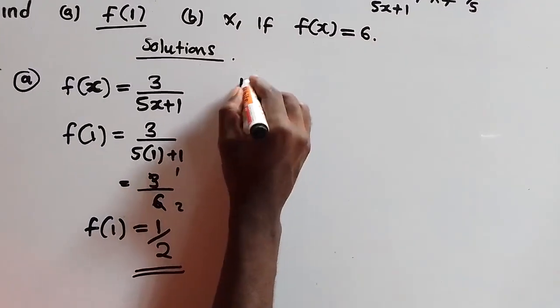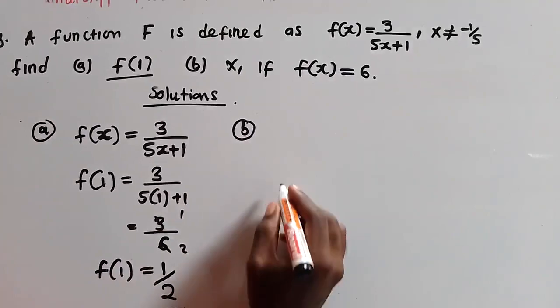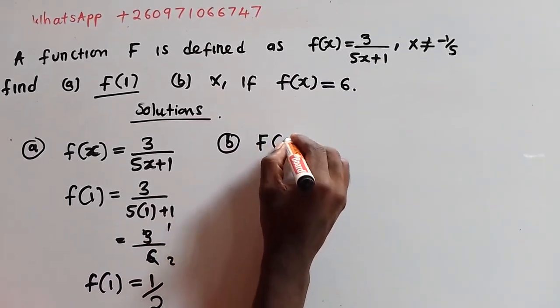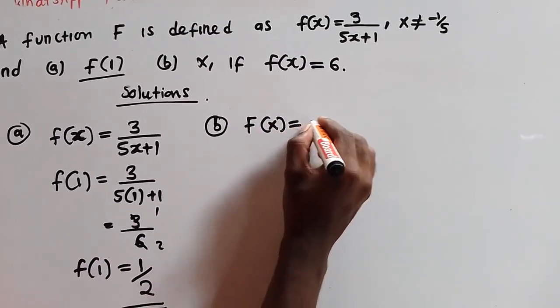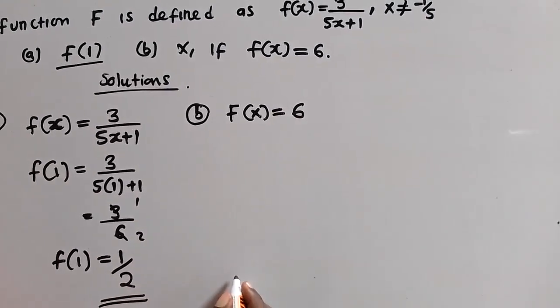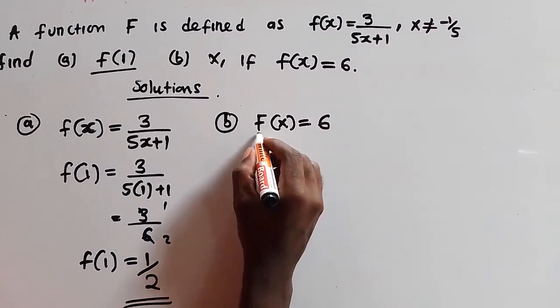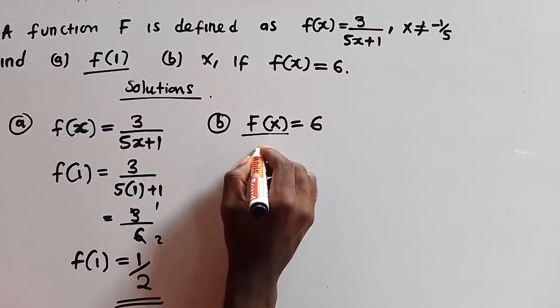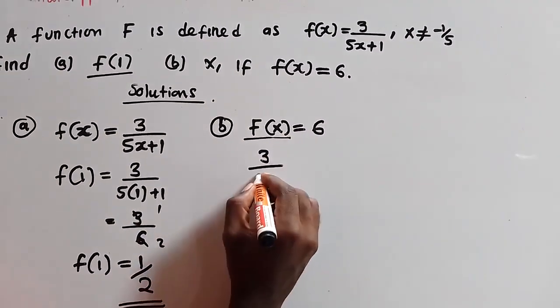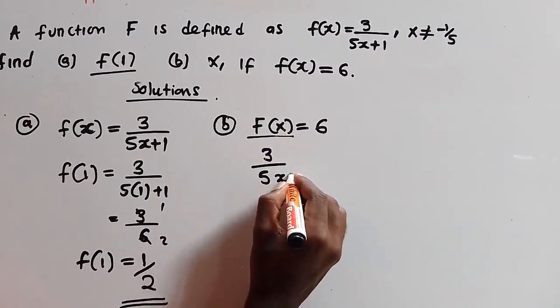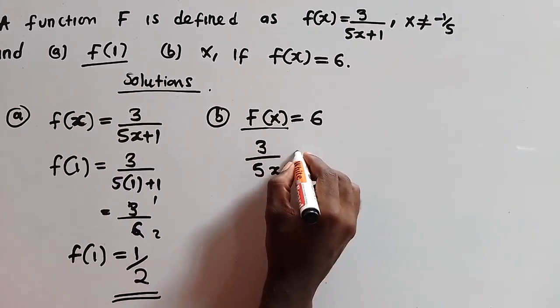We move to B. B, I'm told to find x if f of x is equal to 6. So the first thing I'm going to do is write the function f of x. So f of x is 3 over 5x plus 1. This is f of x. Then this is equal to what?